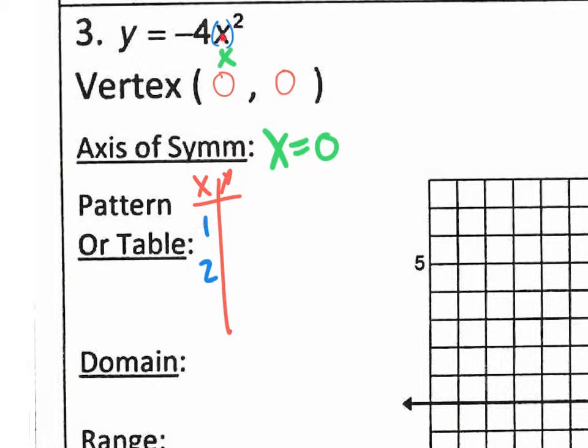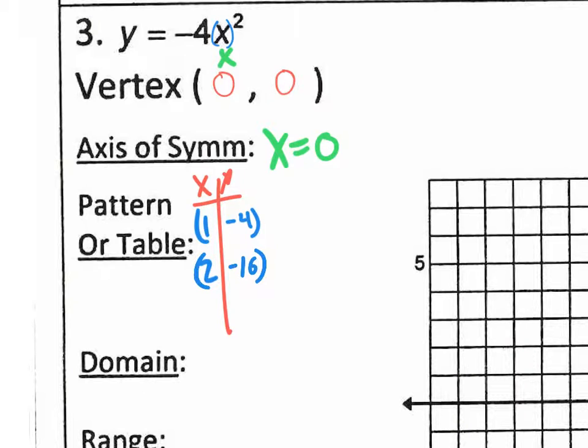If I plug in a 1 right in there, 1 squared is 1, and negative 4 times 1 is negative 4. So you get a coordinate 1, negative 4. If I plug in 2 right in there, 2 squared is 4, and 4 times negative 4 is negative 16. Was that difficult to do? Definitely not. So using an XY table always works. It's not difficult. All you got to do is plug in some numbers, do some math, get out some answers.